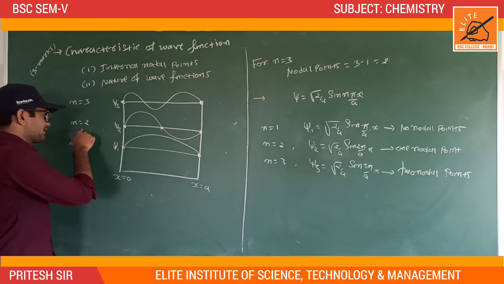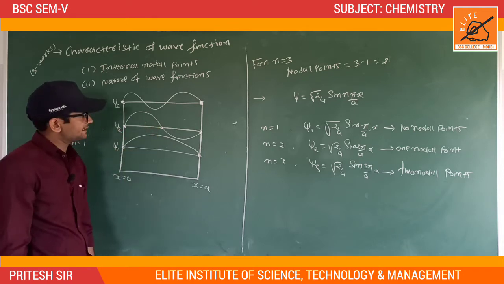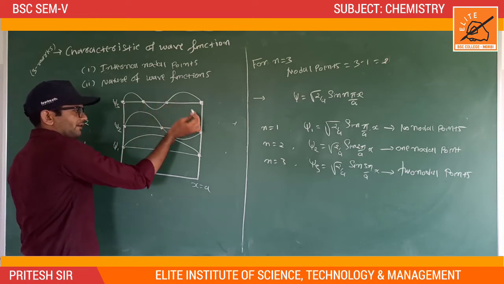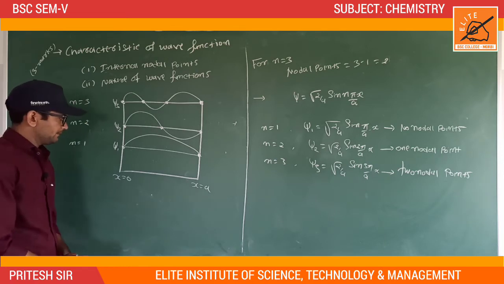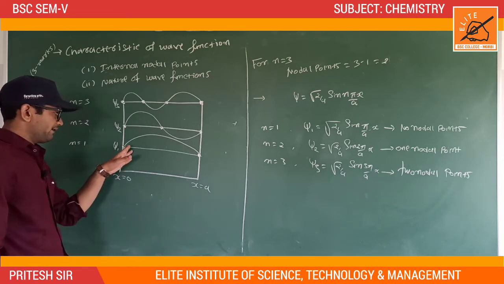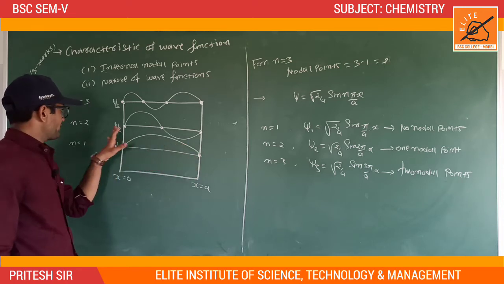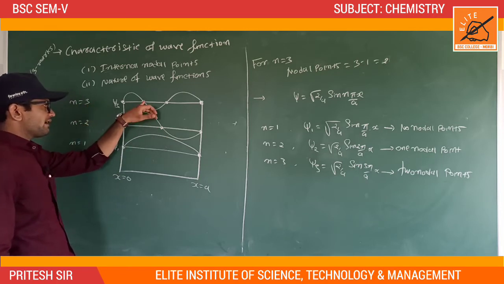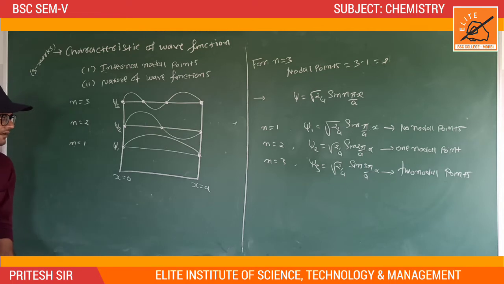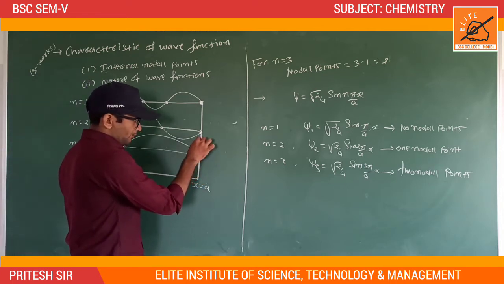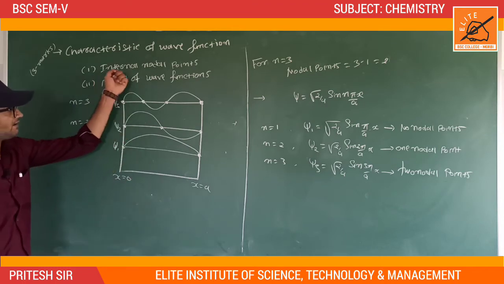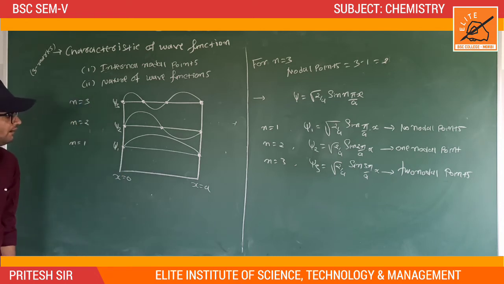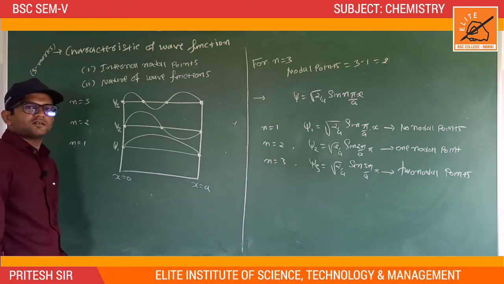So for psi 2, it means n is equal to 2, one nodal point is present, and for n is equal to 3 there are two different nodal points present. So here for psi n is equal to 1 there are no nodal points. Here n is equal to 2 there is one nodal point, and n is equal to 3 there are two different nodal points obtained. We will not consider this boundary nodal points in calculation because it is an internal nodal points. It means nodal points inside the box, not at boundary. So now position of nodal points.